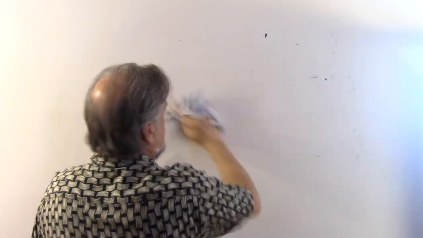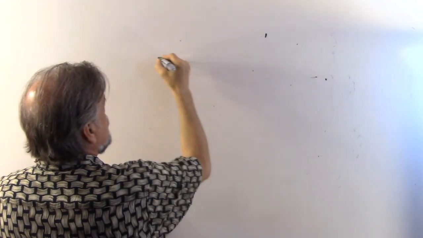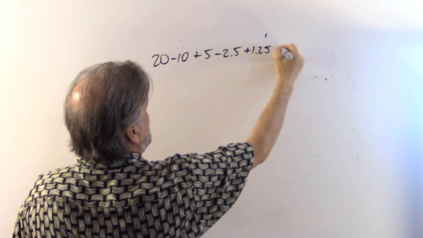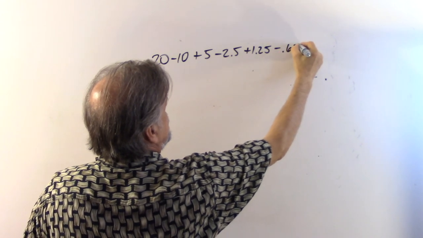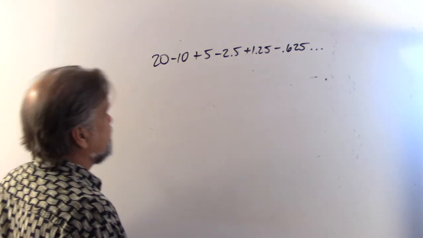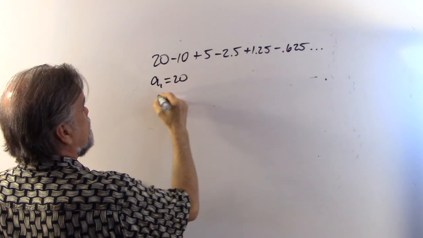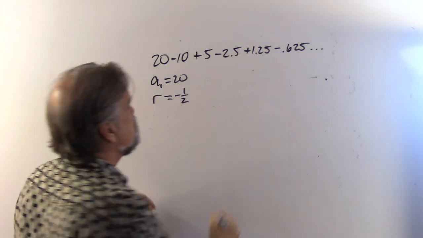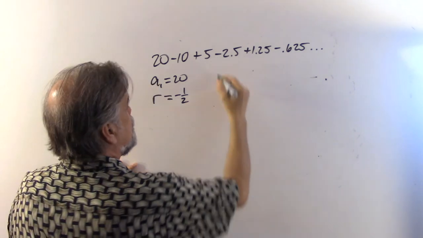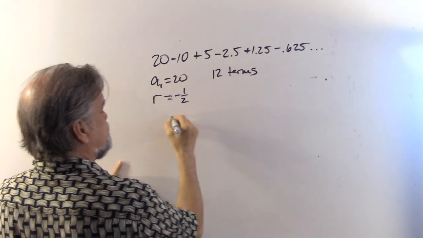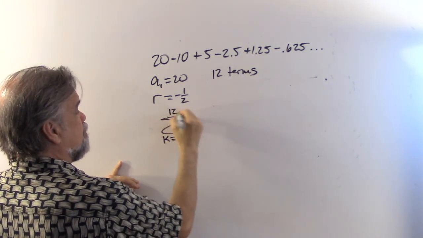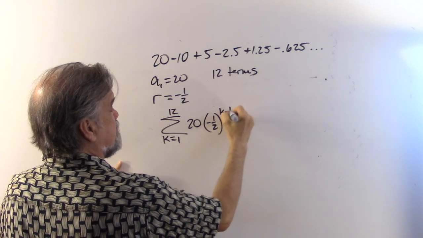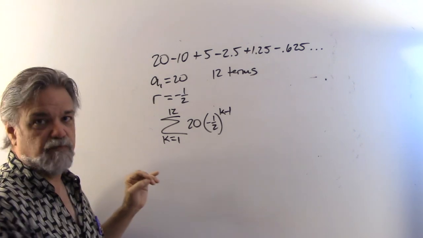Let's say we're going to do 20 minus 10 plus 5 minus 2.5 plus 1.25 minus 0.625. Okay? So in other words, A1 is 20 and R is going to be negative 1/2. And I want to know what's the sum of the first 12 terms. Okay? So I want the sum as k goes from 1 to 12 of 20 times negative 1/2 to the k minus 1 power. Okay? We'll just plug it in.